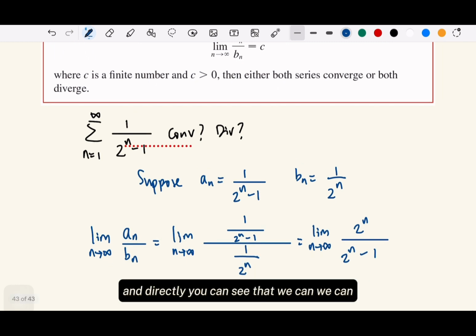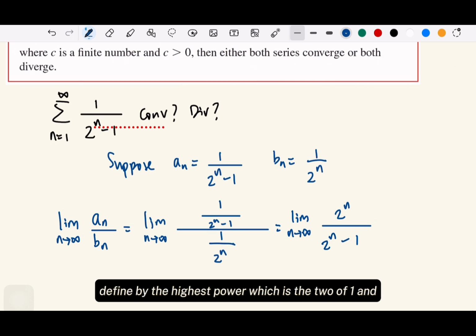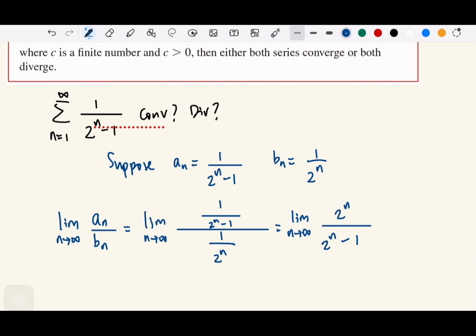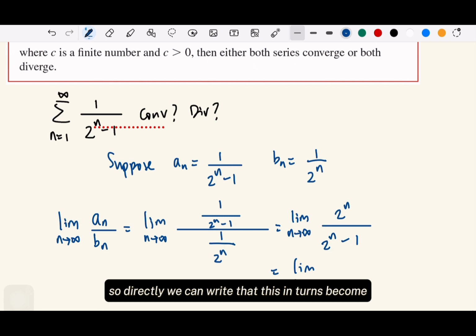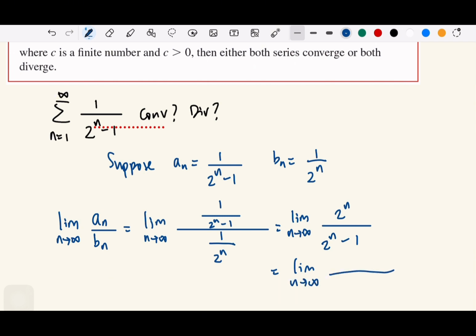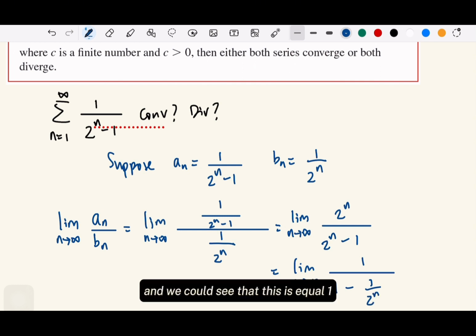And directly you can see that we can divide by the highest power, which is the 2 power of n, it's the exponent, and we can define 1 with 2 power of n, which if we take the limit is 0, right? So directly we can write that this in turns become 1 over 1, and we could see that this is equal to 1. So we see that this is greater than 0, right?